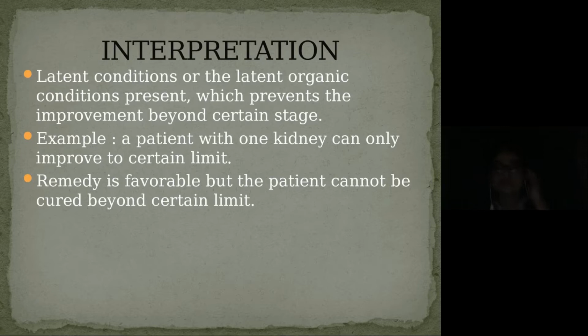We have to first suspect that there are some latent organic conditions present which prevent the improvement beyond a certain stage. Example, if a patient has only one kidney, he can only improve to a certain limit. He cannot improve like a patient with two kidneys improves. So that is a condition where the patient cannot be cured beyond a certain limit. Here the remedy is favorable because there is amelioration of symptoms, but the patient cannot be cured beyond a certain limit.